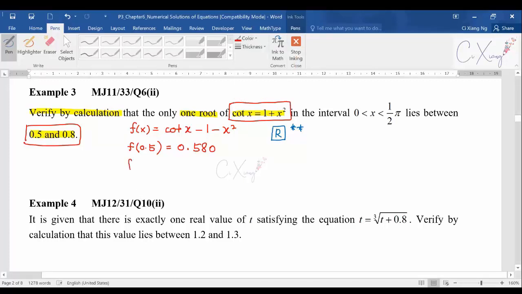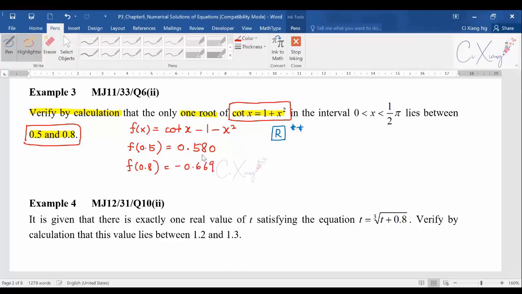Okay, then after that, the next value that you are going to substitute is 0.8. Again, you just substitute in the value and see what's the value that you get. If you didn't make any careless mistake, you should have 0.669. So very obviously, you should have one positive and one negative value. Definitely you will have it. If you don't, that means something is wrong with your calculator or something went wrong when you pressed the calculator. When they want you to prove, you should get one positive and one negative value, so you can see the sign change here.